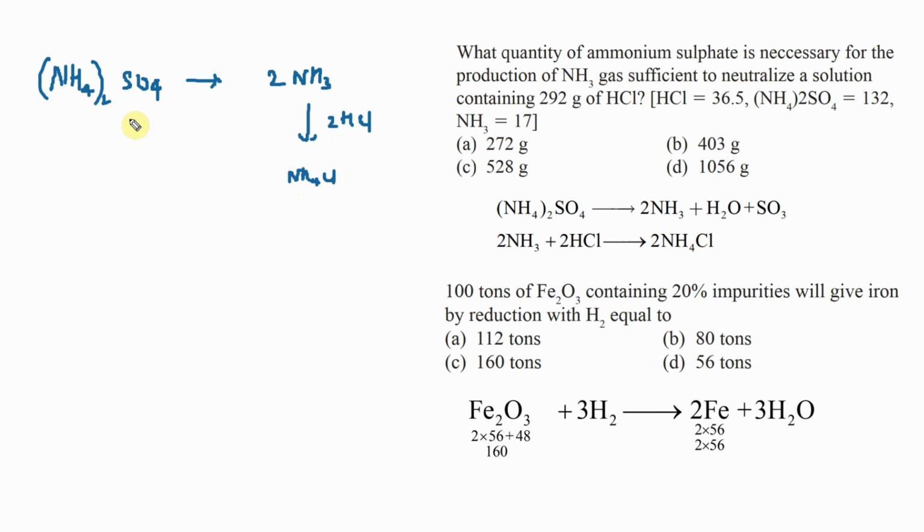What quantity of ammonium sulfate is required for production of NH3 gas sufficient to neutralize 292 grams of HCl? So this is 292 grams. Now I can convert this to moles. Moles of this to moles of this, moles of this to grams of this. Now I don't have to convert to moles. Now look at the combined equation. 1 mole ammonium sulfate gives 2 ammonia. 2 ammonia reacts with 2 HCl. So 1 mole ammonium sulfate is equivalent to 2 HCl.